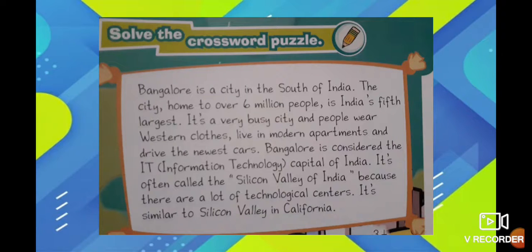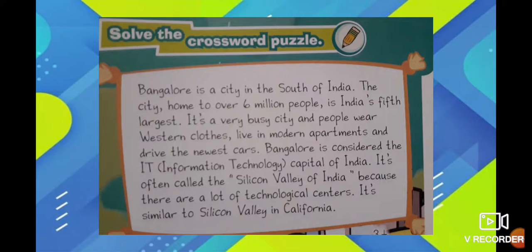Bangalore is a city in the south of India. The city is home to over 6 million people and is India's fifth largest. Okay, that means this one is city number 5 in India. Yes, and it's a very busy city and people wear western clothes, live in modern apartments, and also drive the newest cars. Okay, you know that the newest cars are cars similar to Audi, to BMW, okay, all of this.